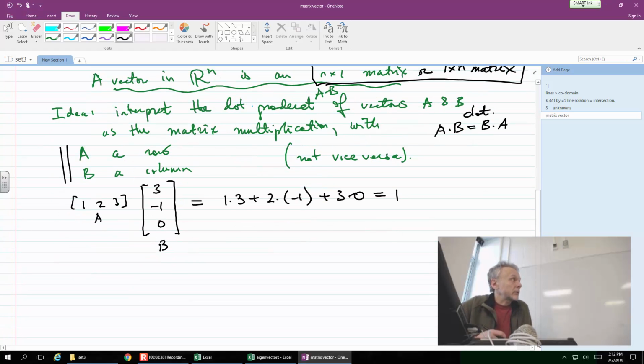Once again, we're relying on something that we already know, we know how to do dot products. So as the dot product, it is a number, which is the way I wrote it there.